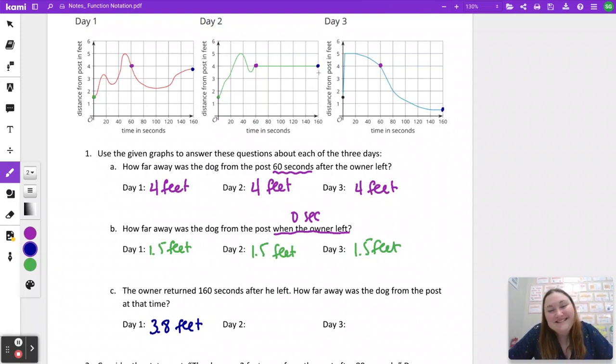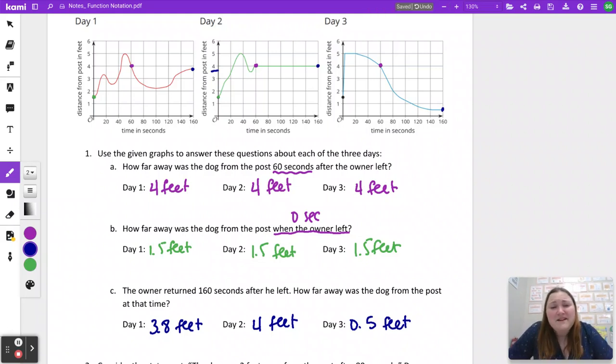For day 2, that point's a lot easier to see. At 160 seconds, I can see my green line is right here at 4 feet. And then for that last day, 160 seconds, my blue line is down here. Again, it looks like it's about halfway between 0 and 1, so we're going to guess that's 0.5 feet.